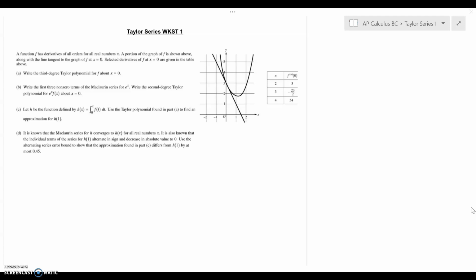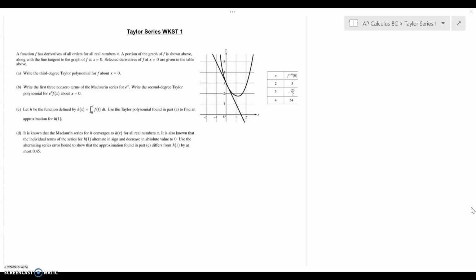So what they've done is they've given us a graph and they've called it our function. That's kind of our parabola looking thing there. And then they put in a tangent line. And so we have to understand that that line in the diagram is a tangent line. They've then given us selected derivatives evaluated at x equals 0. So they've given us the second, third, and fourth derivatives.